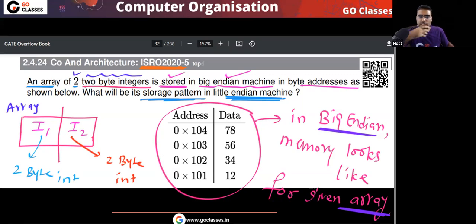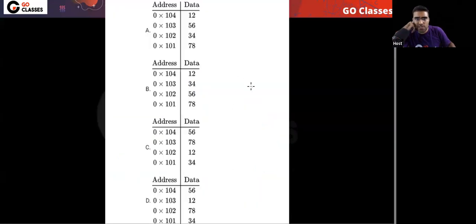Have you written your answer? Now I'm showing you the options. These are the options, A, B, C, D. Tell me quickly, which is correct? Which of them is correct? All the students are saying option C. Okay, let me check whether option C is correct or not.